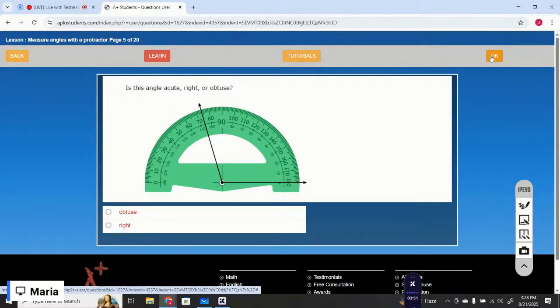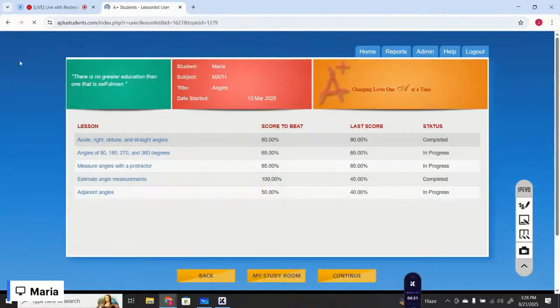Is this angle acute, right, or obtuse? And that is the obtuse angle because it measures more than 90 degrees. Option number 1 is the correct option. Okay, you can complete the lesson by yourself later today. Let me just move on to next lesson.